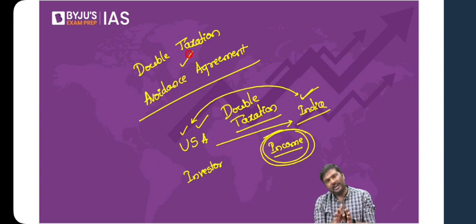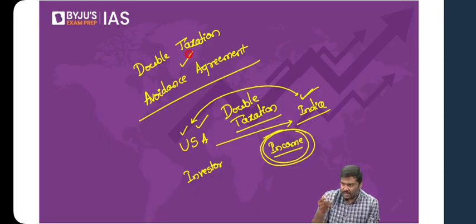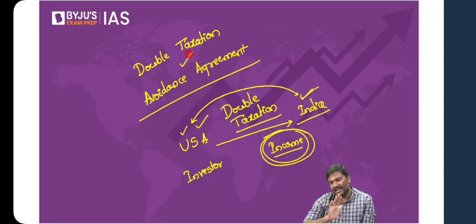The importance of the Double Taxation Avoidance Agreement is that it gives more clarity for investment purposes. So investments will be promoted, more clarity will be there, and both countries will get the benefit. Both countries, under certain circumstances, will be allowed to impose taxes and collect tax revenues. That is the advantage of a Double Taxation Avoidance Agreement.